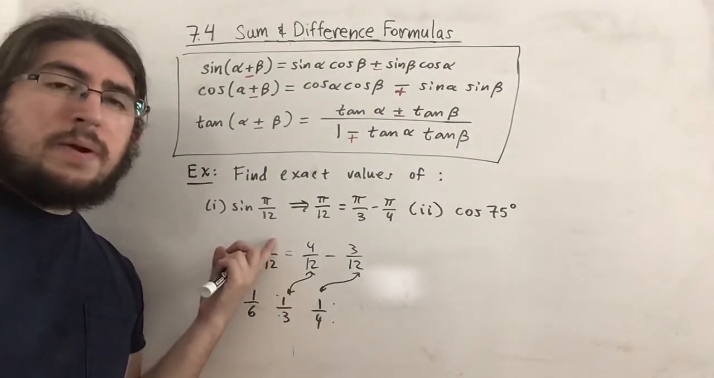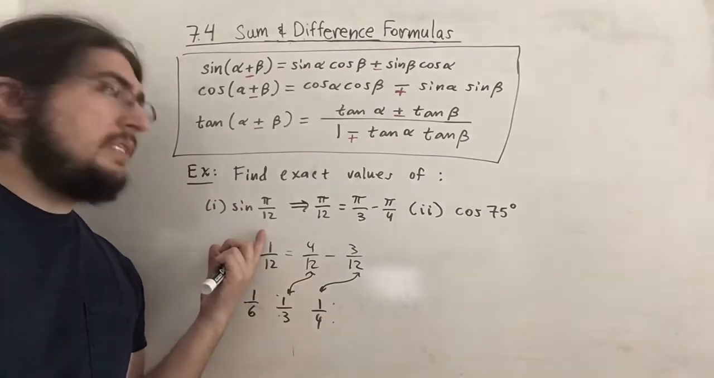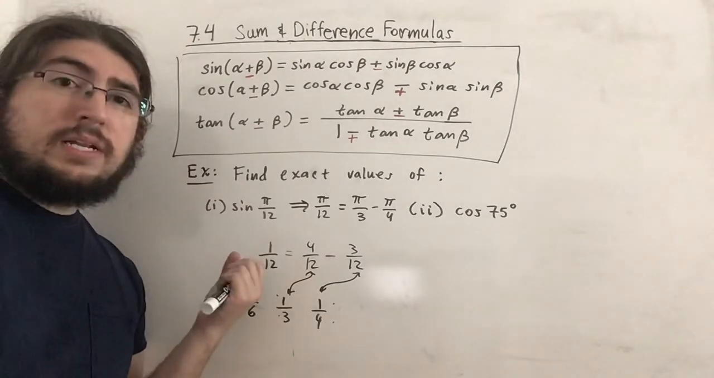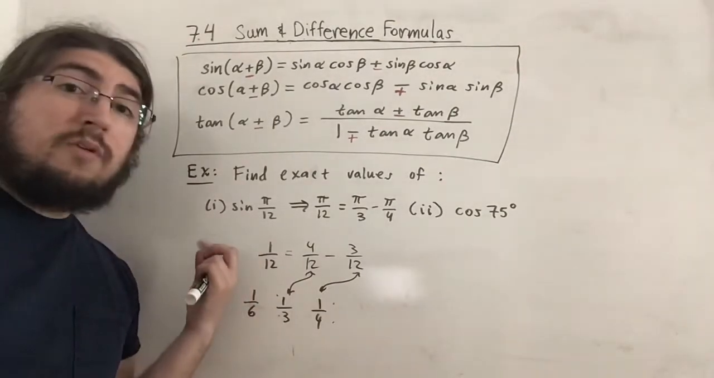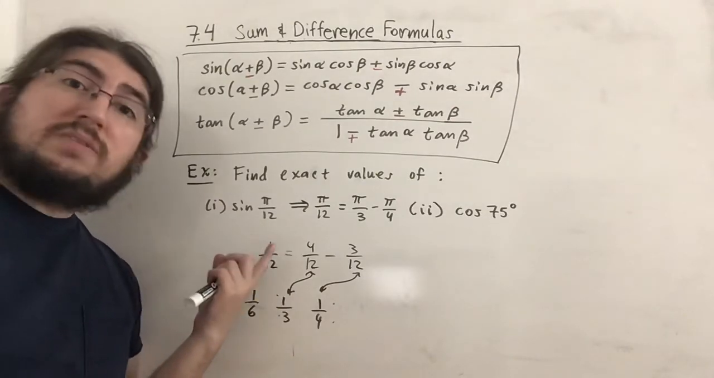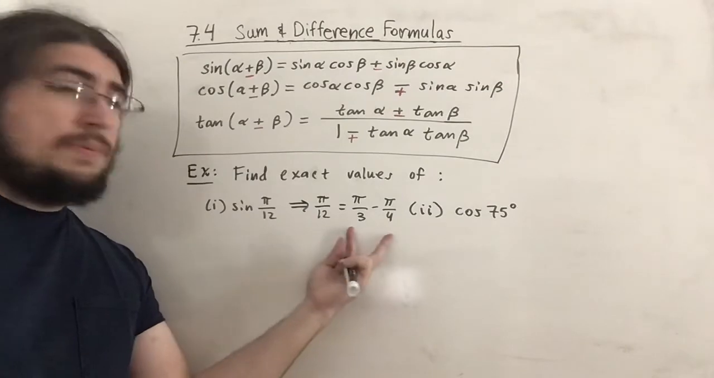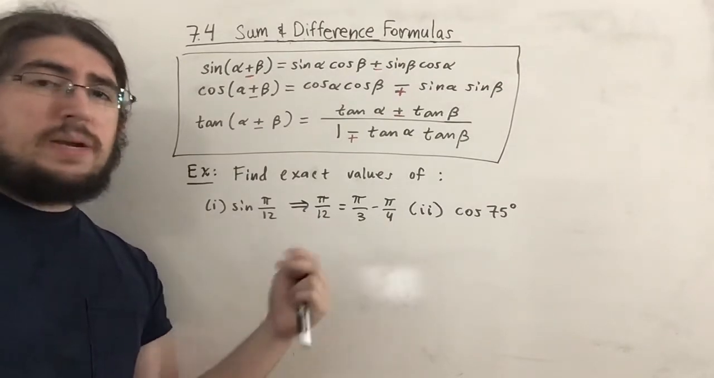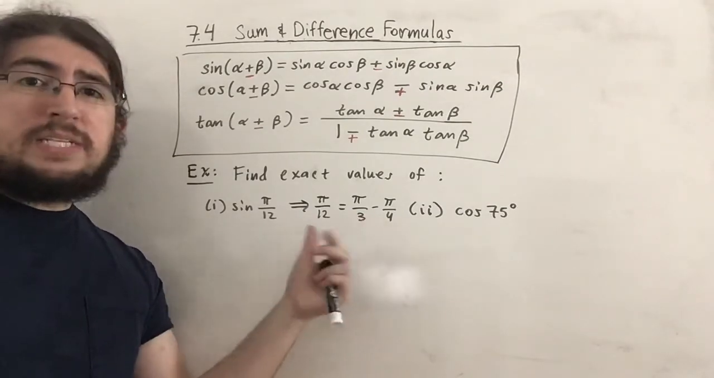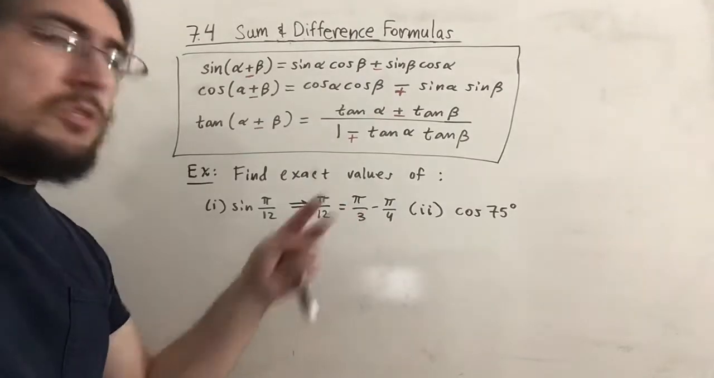Pi over 6, if you remember, is, well, let me see, pi over 6 is 30 degrees. So pi over 12 would be half of 30 degrees, which is 15 degrees. So since 15 is 60 minus 45 degrees, but also 45 minus 30, there's another way you could have represented this, which would have been okay. But I'll just use this one.